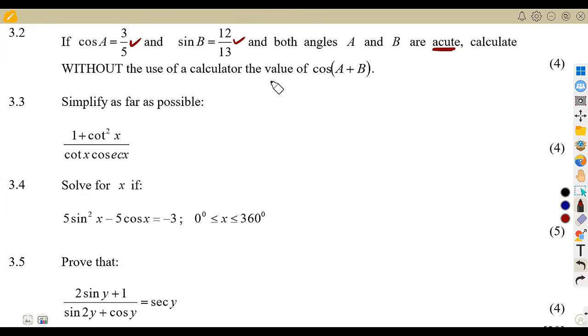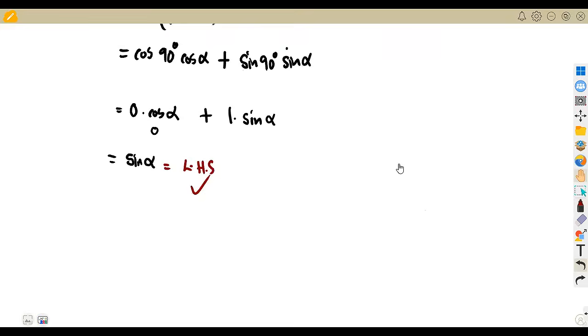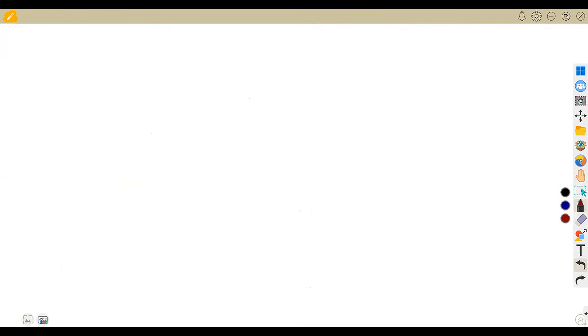Calculate the value of cos(A + B) without the use of a calculator. We are supposed to calculate this value of cos(A + B). All right. Let us take our values, guys. We've got the cos of A. I'm just going to remove this.